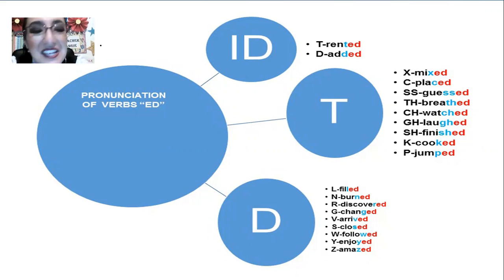Very good. The sound is -ed. To rent, rented. To add, added. With the letter T. Remember the sound. The sound is with blue here. To rent, rented. To add, added. Cool. So with the letter T. Ooh, voiceless. They are not vibrating.